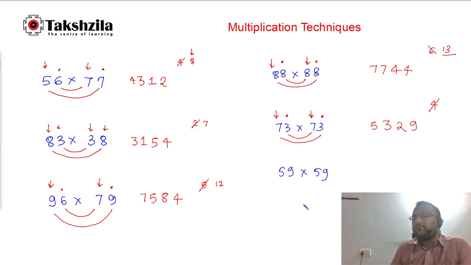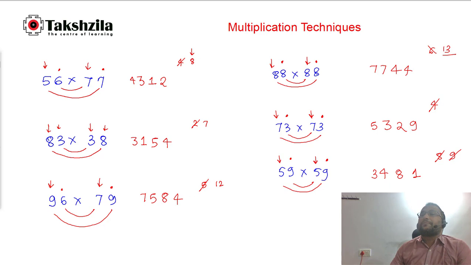Let's have a look at one more. 59 into 59. First step, unit digit into unit digit. 9 into 9 is 81. Then 9 5s are 45, 45 plus 45 is 90, plus 8 is 98. After that, tenth place into tenth place. 5 into 5 is 25, plus 9 is 34.